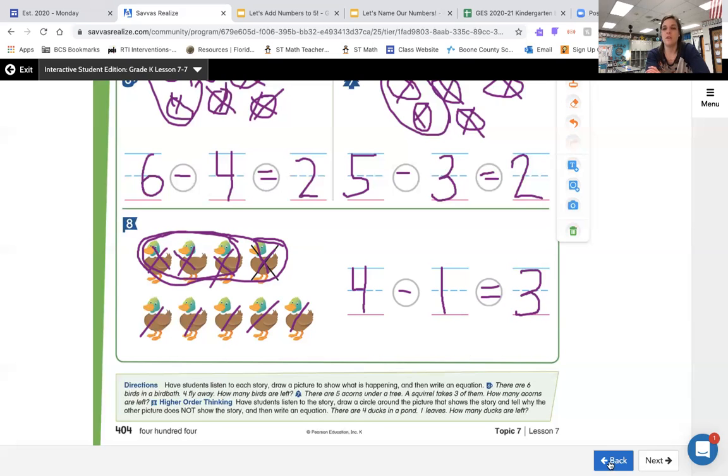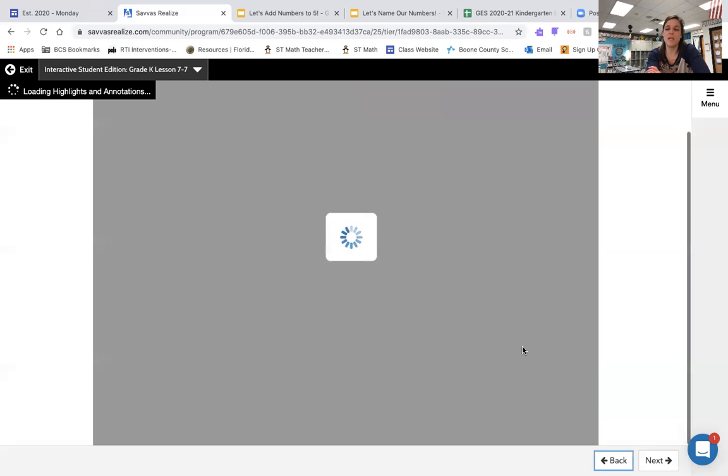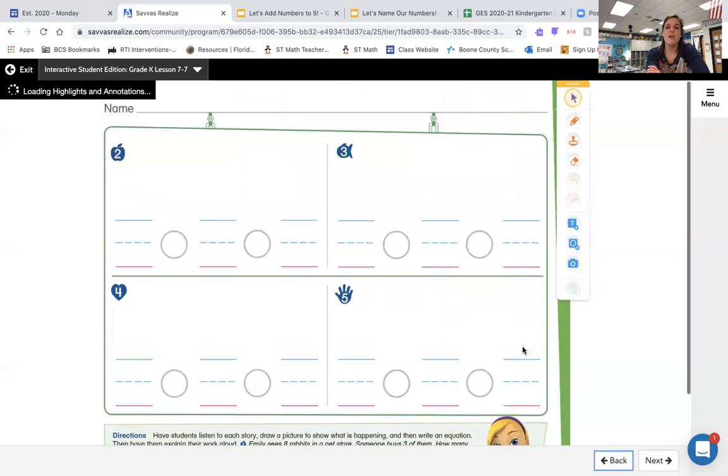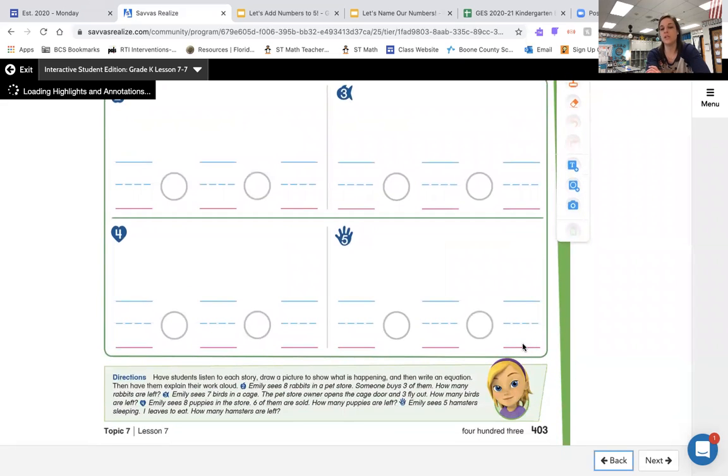Very good job. So we're going to flip back to page 403, and this is the page that you're going to complete and post to your teacher's Google Classroom. There's a story with each, so stay with me because I'm going to read the story, then I want you to pause the video and complete the picture and matching sentence. So when you do the picture, make sure to use circles for each one. Pause the video when you're finished so that you can draw the picture, show your steps, and write your matching subtraction sentence. Okay? So here we go.